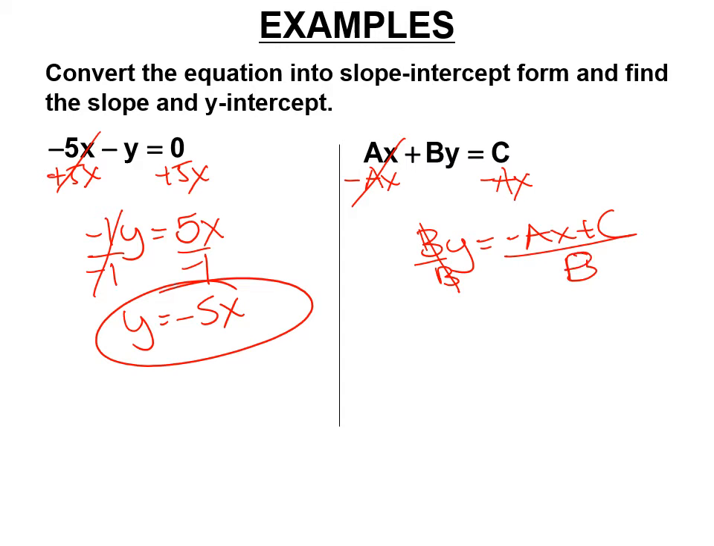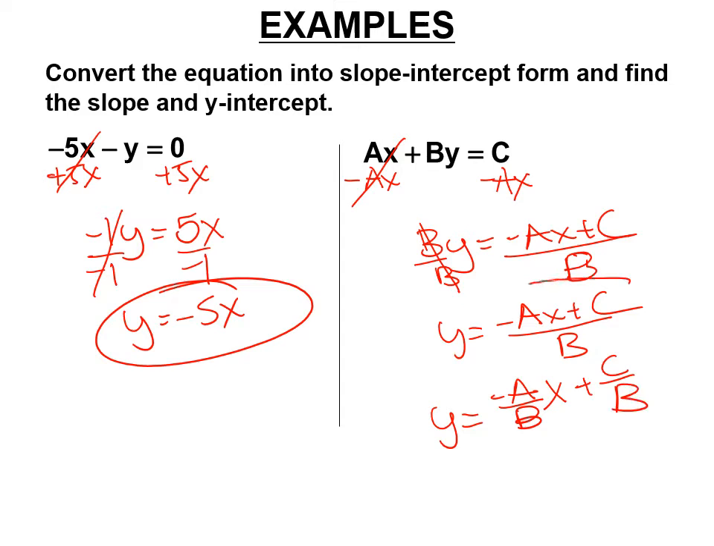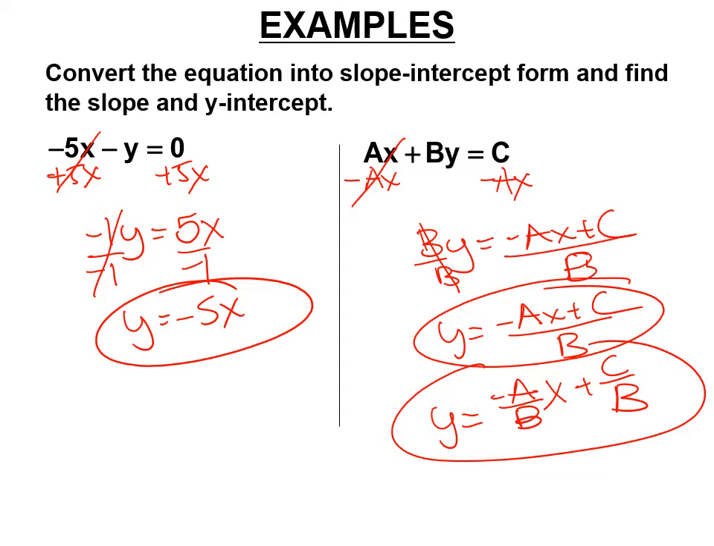And so it looks like this: y equals negative ax plus c over b, or you could write it as y equals negative a over b times x plus c over b. Either one of those is correct, right? But you have to divide both entire sides by b.